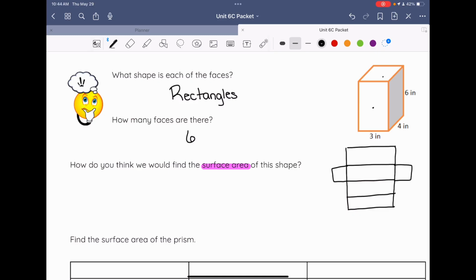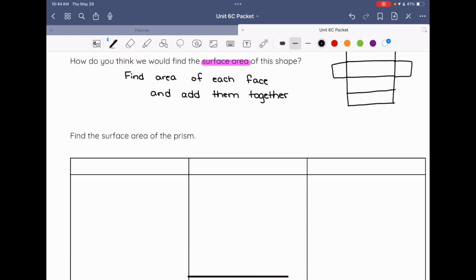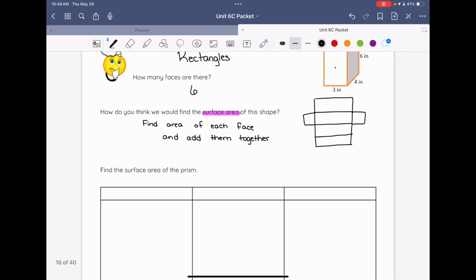To find the surface area, we would find the area of each side or of each face and add everything together. So we can only take the surface area of a 3-dimensional shape, and it's all the areas of every side added together. So let's go ahead and do this for the prism that's on our paper.